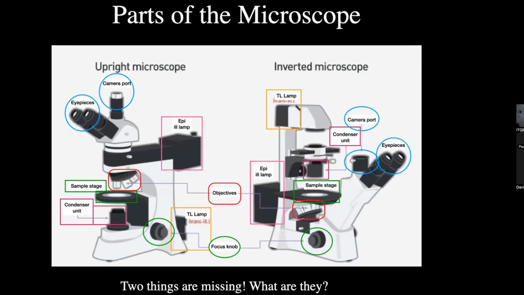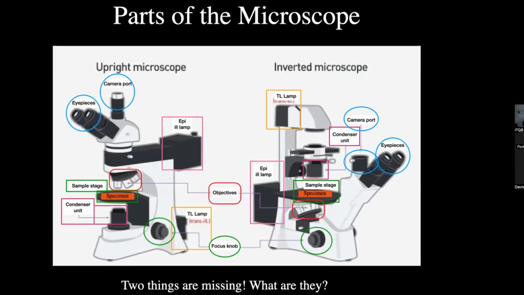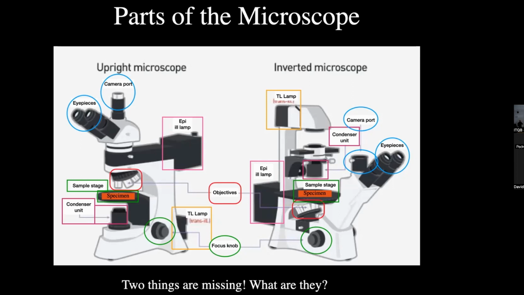So, would it be the sample? Very good. So specimen is the very first thing, but there is one thing that is still missing. Who has an idea? One attempt allowed for just time reasons. Yeah. No, the PMT is a specific detecting device for confocals, which will correspond to the camera in a wide field system.